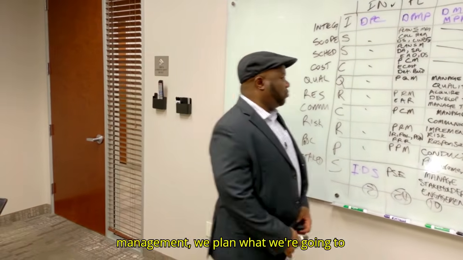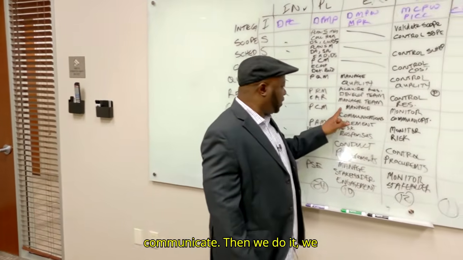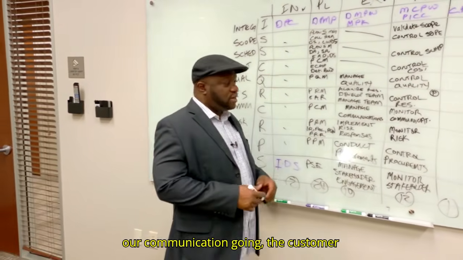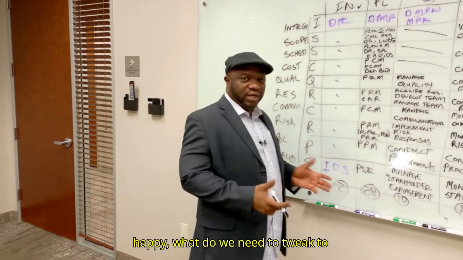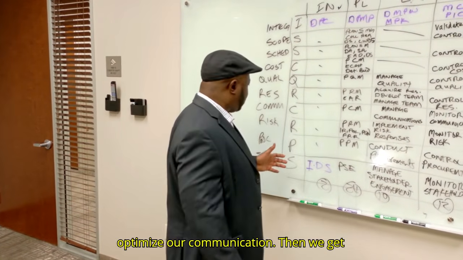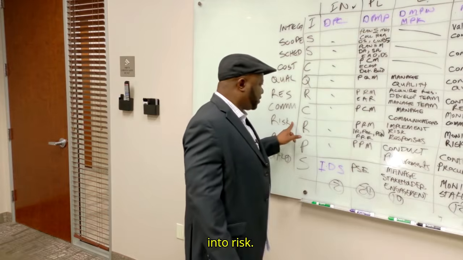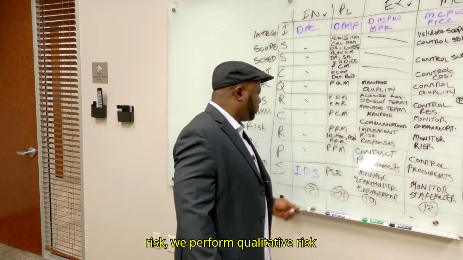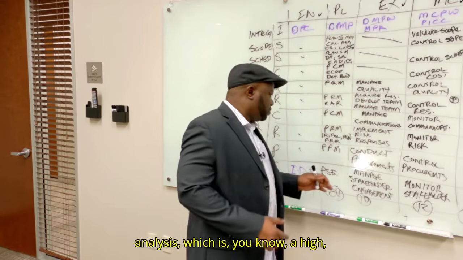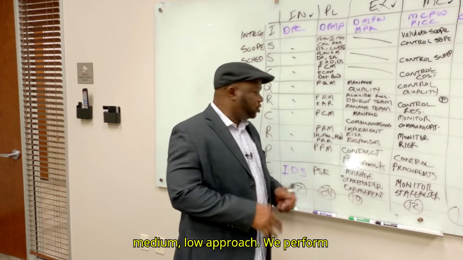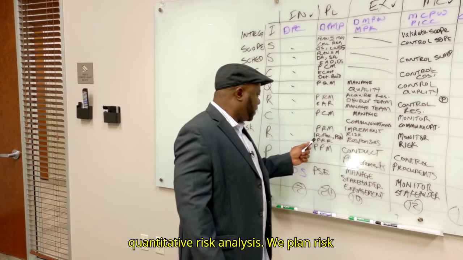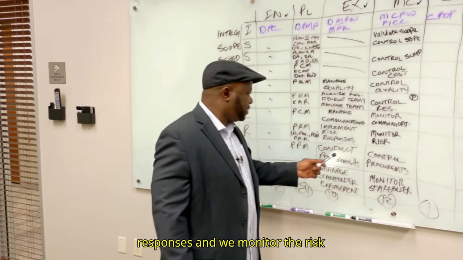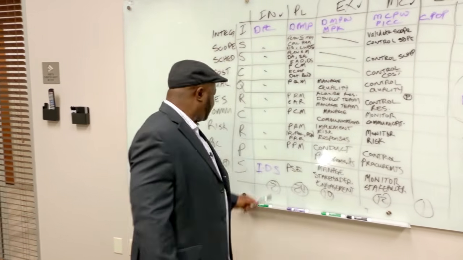Communications management, we plan what we're going to communicate, then we do it, we communicate, then we monitor how well our communication is going, is the customer happy, what do we need to tweak to optimize our communication. Then we get into risk. So we plan risk management, we identify risk, we perform qualitative risk analysis, which is a high, medium, low approach. We perform quantitative risk analysis, we plan risk responses, we carry out the risk responses, and we monitor the risk.